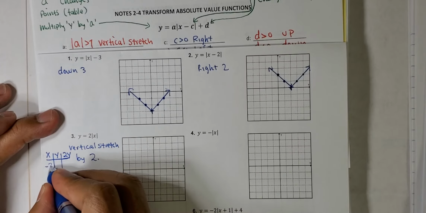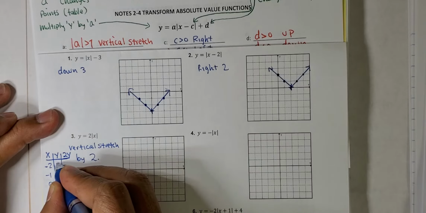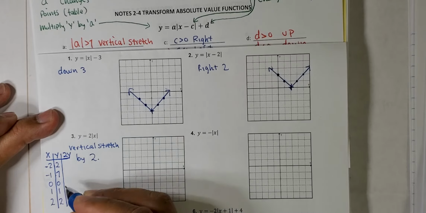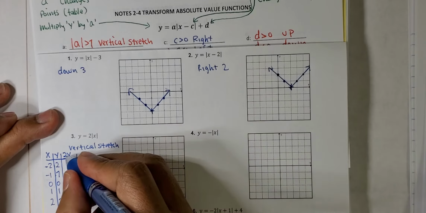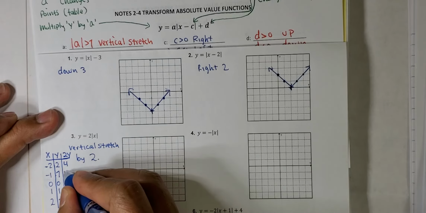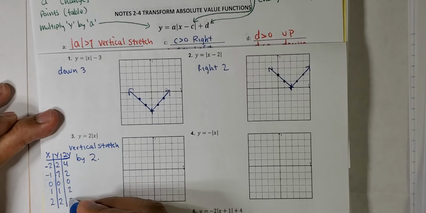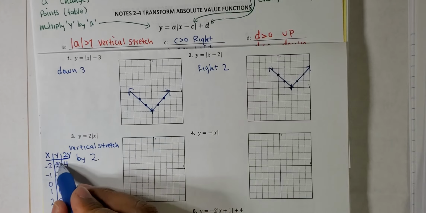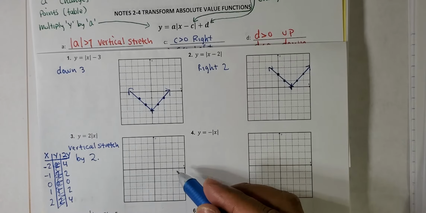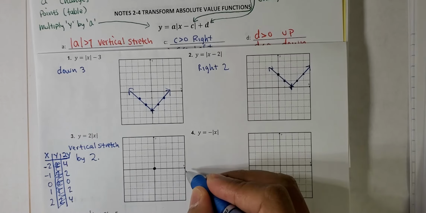So again, we said this is -2, -1, 0, 1, and 2. Absolute value of -2 is +2. This is +1, 0, 1, and 2. But now we're going to multiply each one of these y values by 2. So then this becomes a 4, because 2 times 2 is 4, 2 times 1 is 2, 2 times 0 is still 0, and 2 times 1 is 2, 2 times 2 is 4. So I'm going to use these values, not the ones with the y.